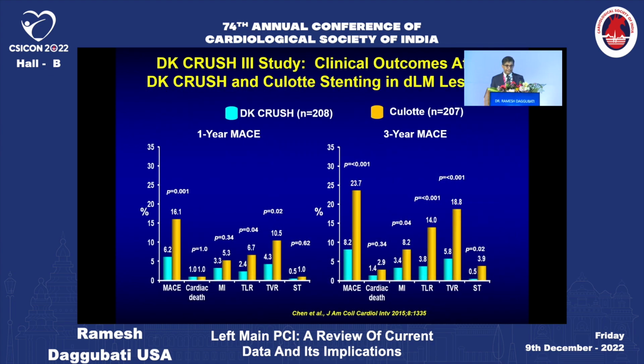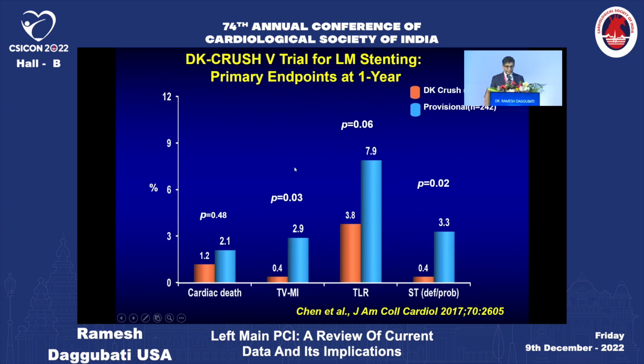So let's come to DK crush. Once we decide that we are going to do PCI, the DK crush III study compared outcomes of DK crush and Culotte stenting in distal left main, favoring DK crush. In view of time, I'll go slightly faster. DK crush V trial for left main stenting, provisional versus DK crush, was evaluated in this trial, and it showed that provisional stenting had higher cardiac death, MI, and TLR, but the only statistically significant ones were target vessel MI and stent thrombosis rates.